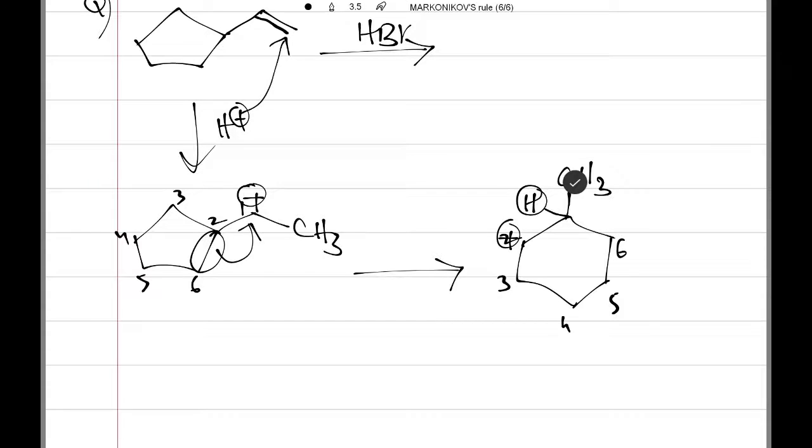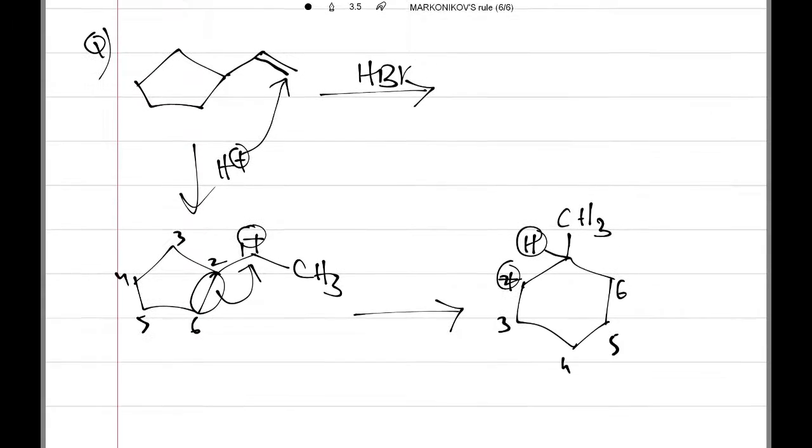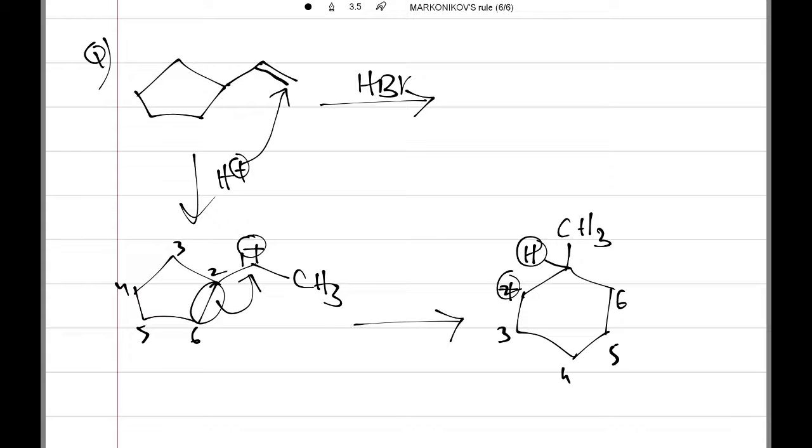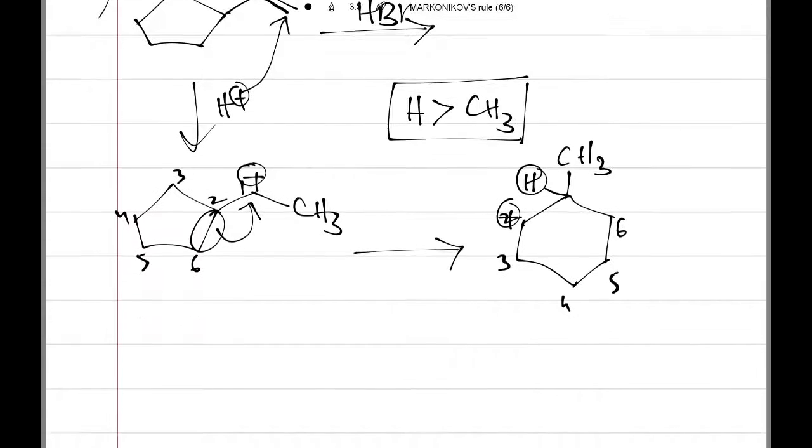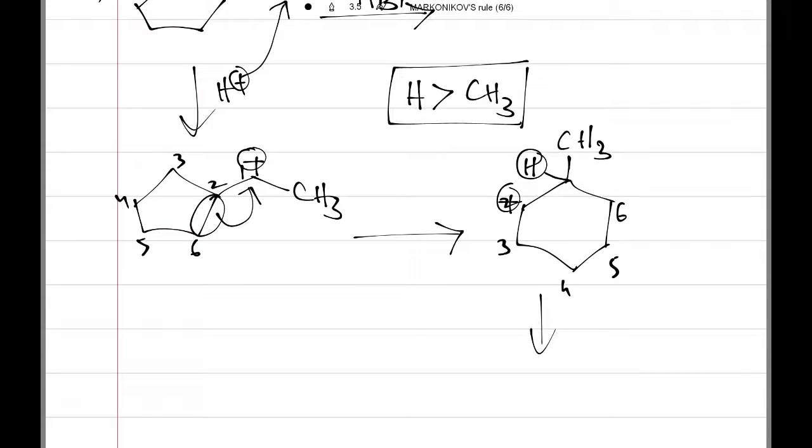Now I want to discuss the migrating group capacity. If there is a competition between a methyl group and a hydrogen, which has more capacity to undergo rearrangement, to migrate? Hydrogen has the greater migrating capacity compared to methyl. This is explained based upon hyperconjugation, which we will discuss later.